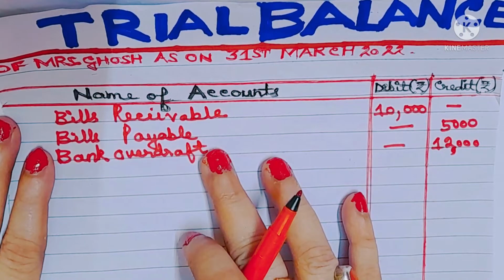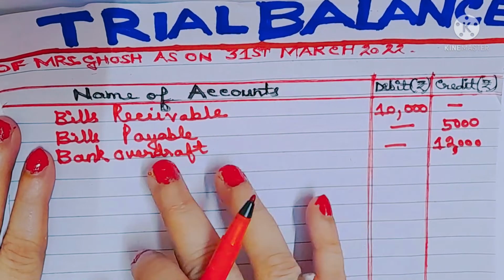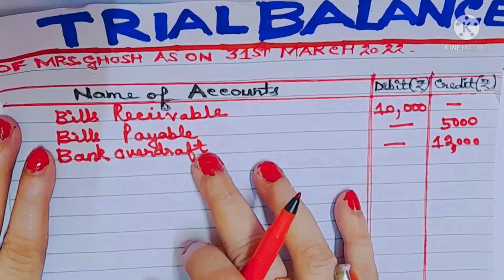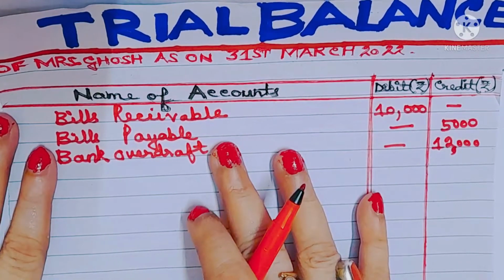So bank overdraft comes under personal account. So according to personal account, the giver of the benefit is credit. So bank overdraft will be credited. Understood? Let's see the next account.